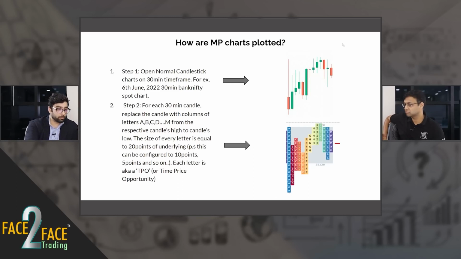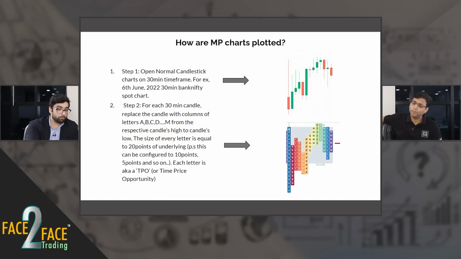The first thing that we need to do, step one, will be to open a normal candlestick chart on a 30-minute time frame. तो for example मैंने ये वाला पूरा चार्ट लिया हुआ है, candlestick chart. This is a 30-minute Bank Nifty spot chart for 6th June 2022. ठीक है. उसके बाद मैंने क्या किया है, I have converted every single candle into a bunch of letters.